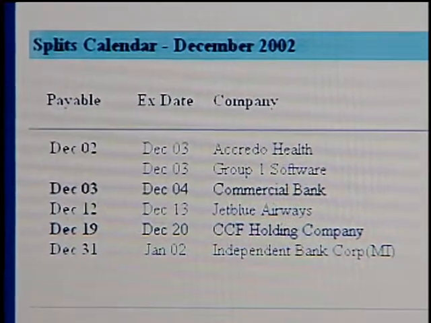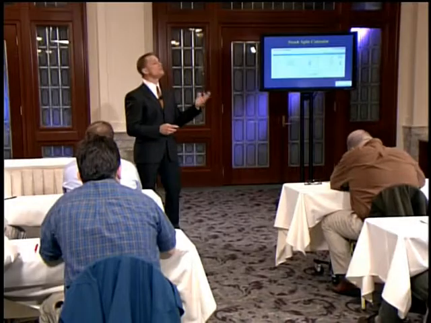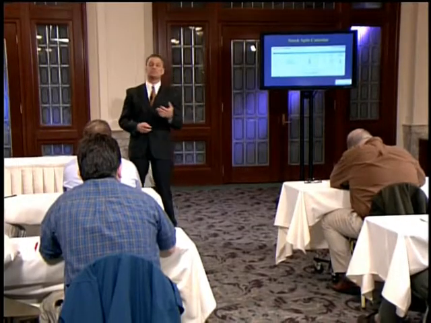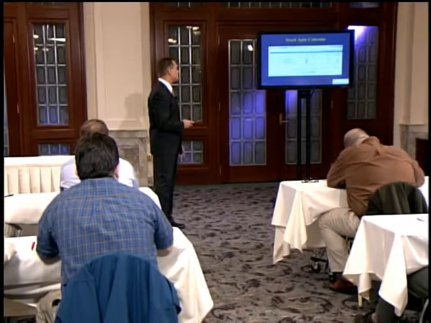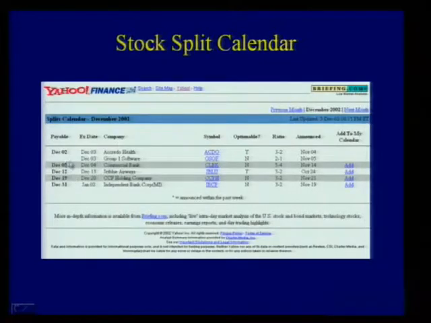As soon as you own 2 shares, you would get a third share. You get 3 shares for every 2 that you own. That's payable on December 2nd, right over here where it says December 2nd. And then the X date, that's when you see the shares in your account. The X date is the first day that it trades at its post-split price. So that's basically how it works.